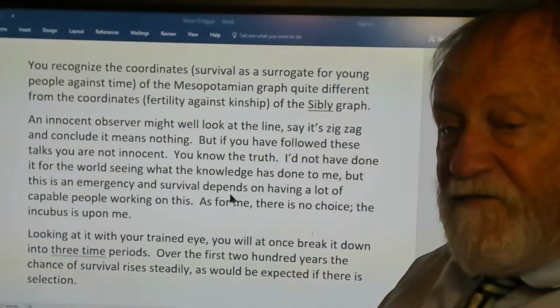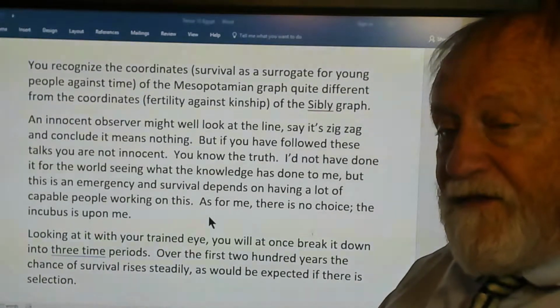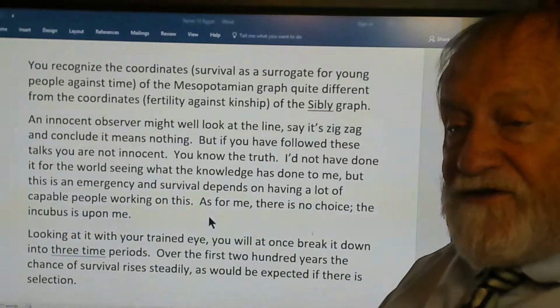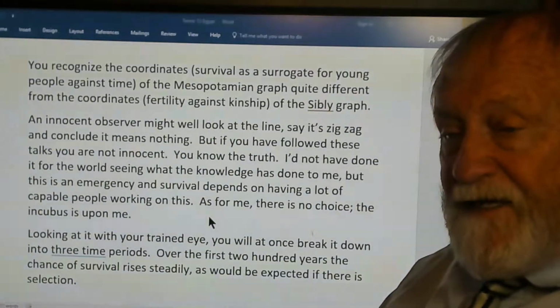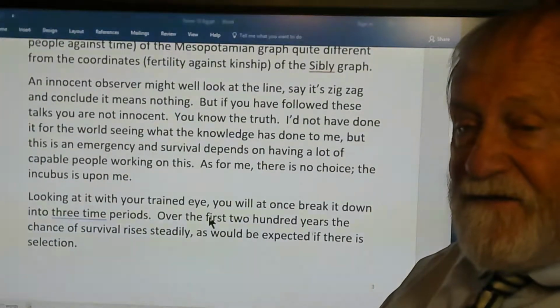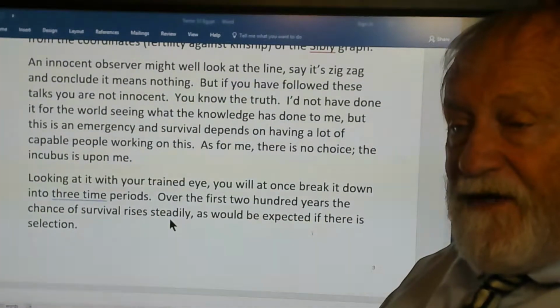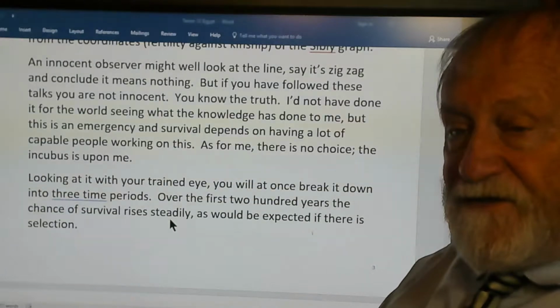Well, if you've been following these talks, you are not innocent. You know the truth. I wouldn't do that to you for the world, seeing what the knowledge has done to me, but it's an emergency. Survival depends on having a lot of capable people working on this, and I hope you will. As for me, I have no choice. The incubus is upon me. I must go on with this.